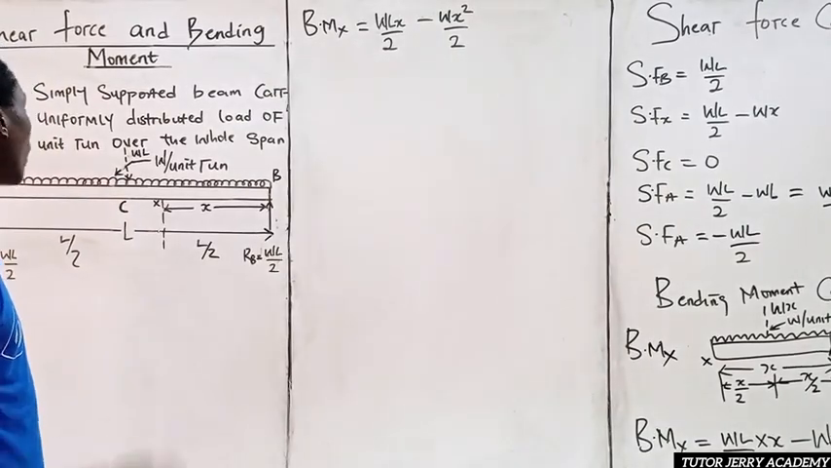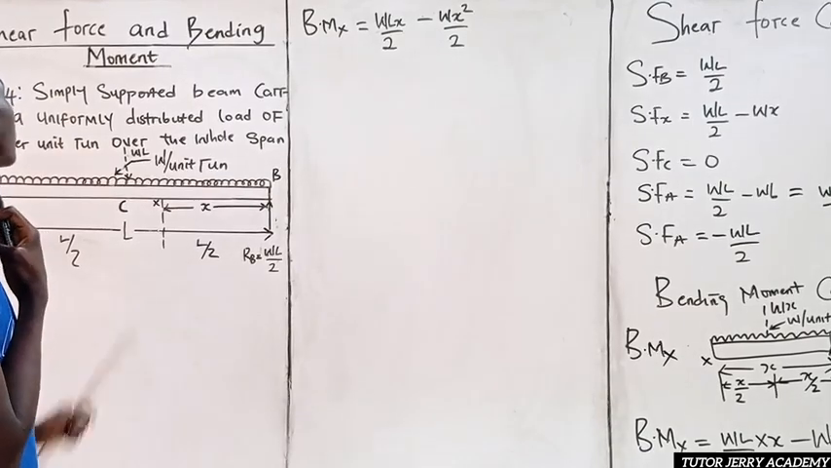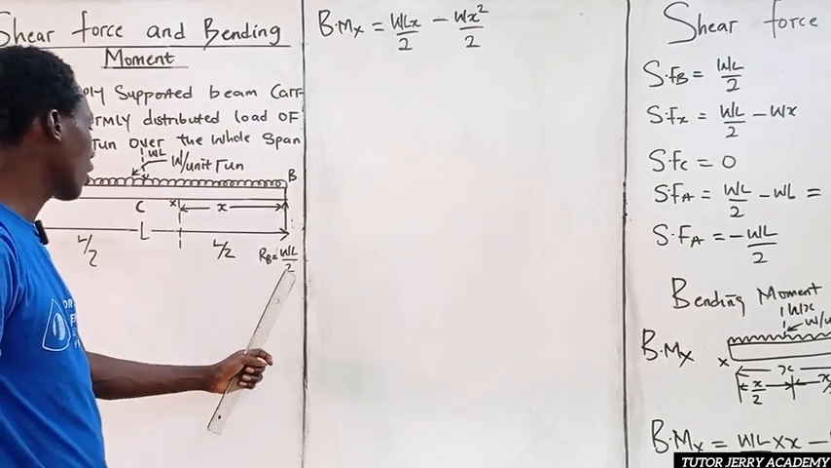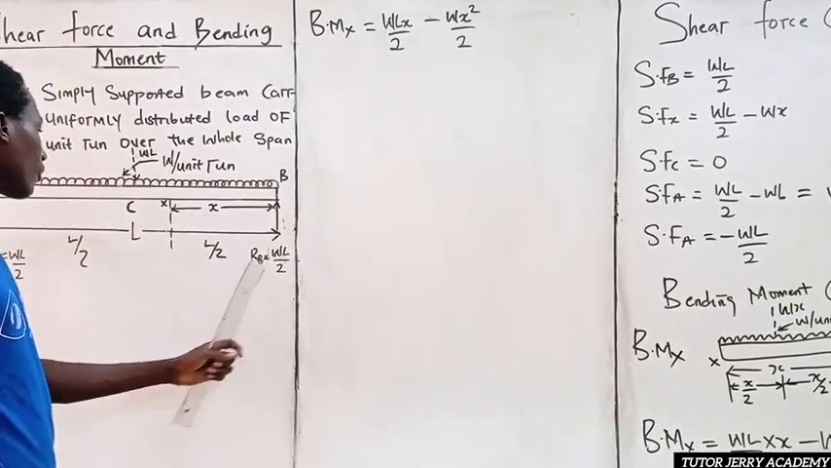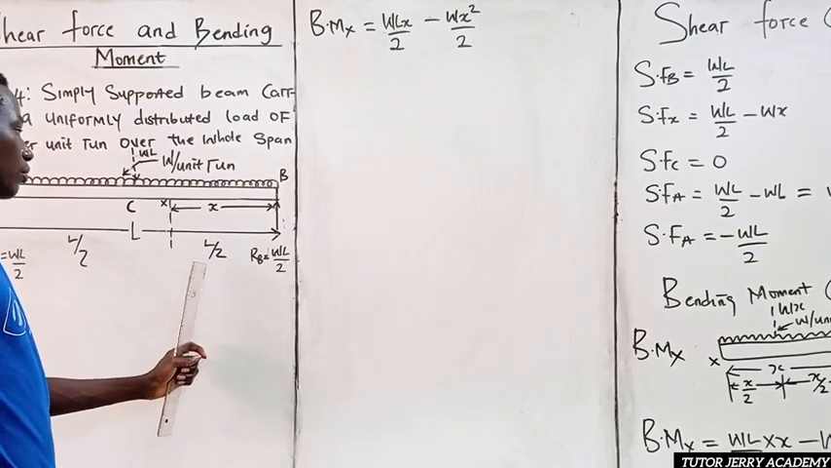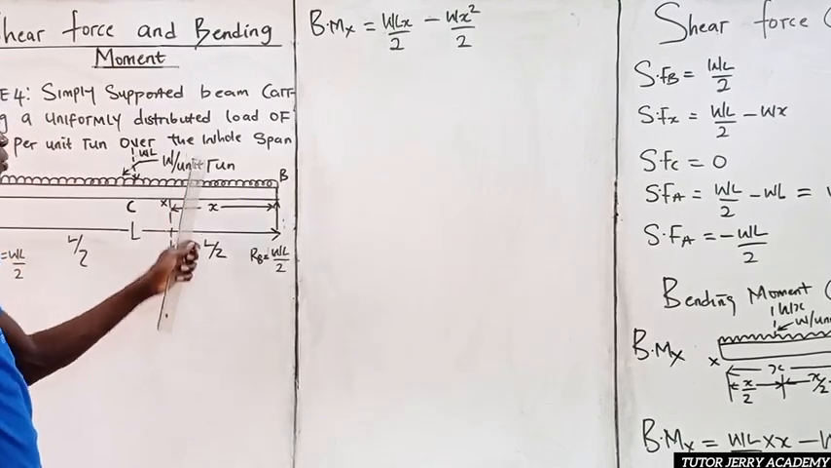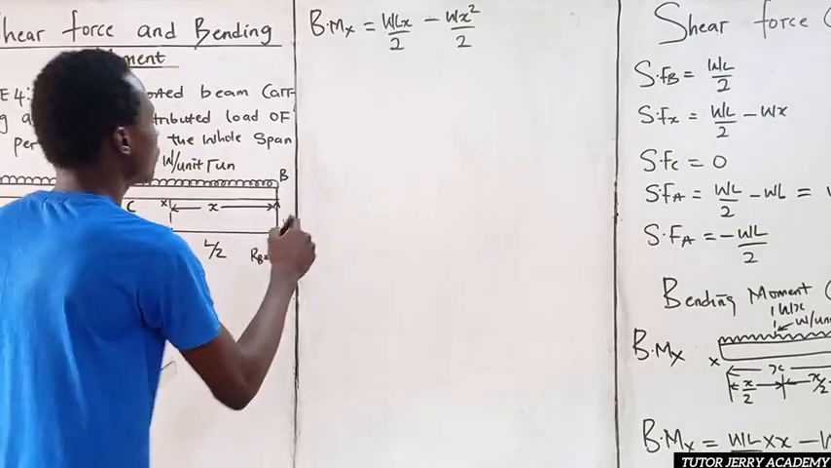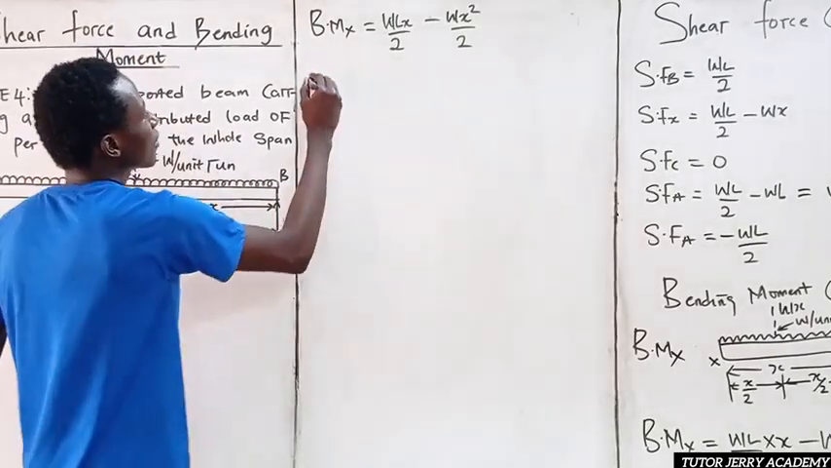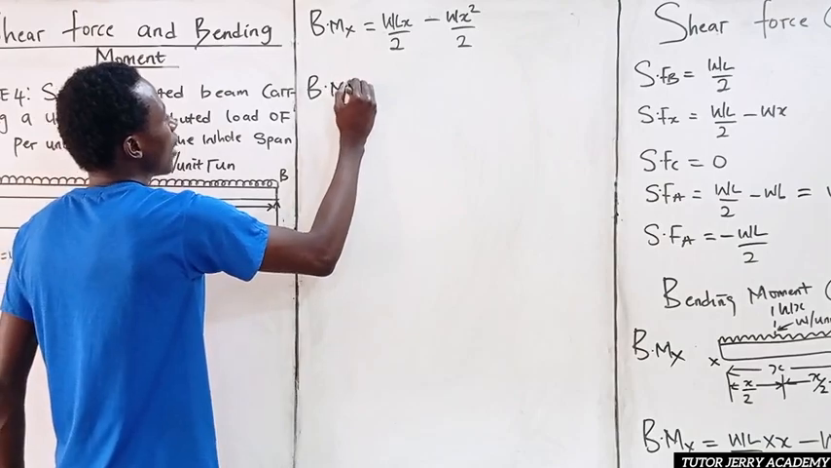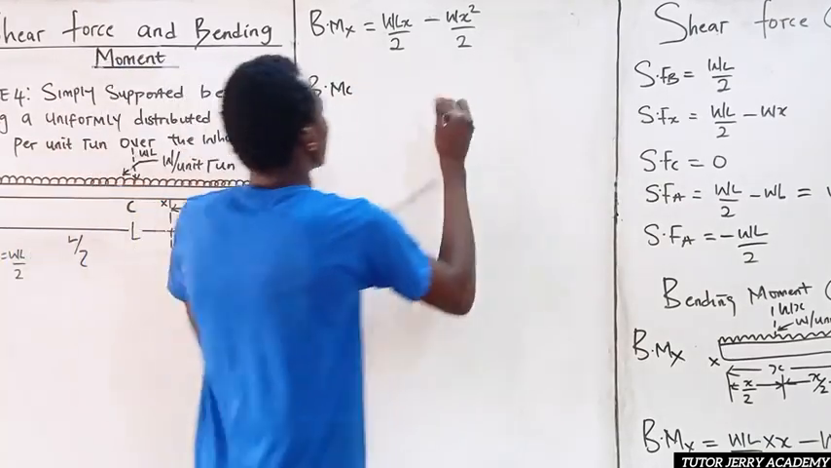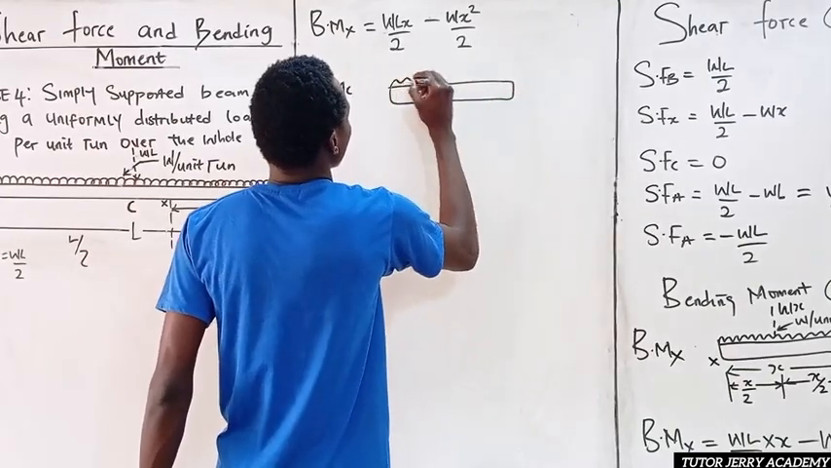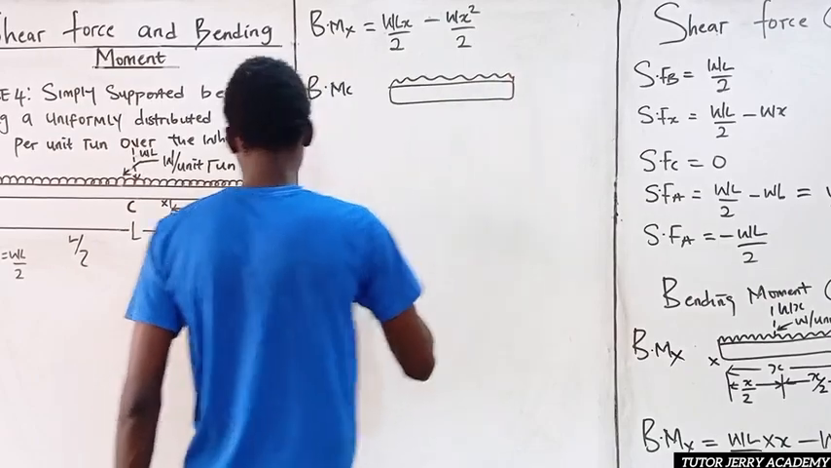So our bending moment at C will be nothing but WL all over 2 multiplied by L all over 2, minus WL all over 2 multiplied by what? So let's bring out this diagram here so that we'll be able to do that. So we have the bending moment at C.